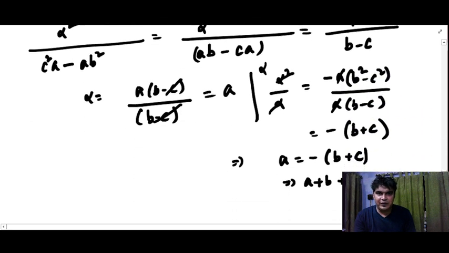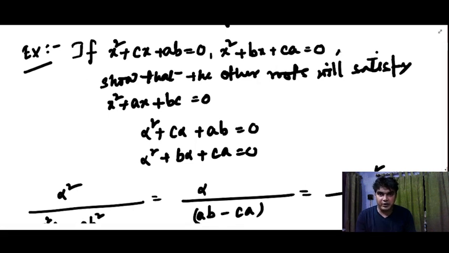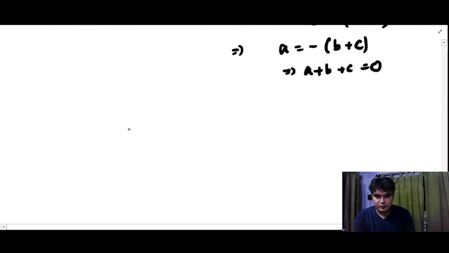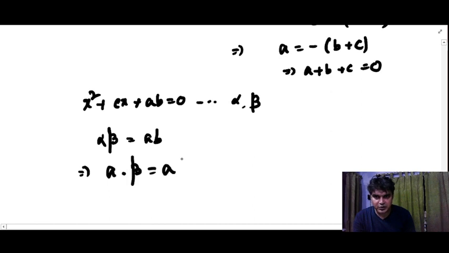Now the value of alpha equals to a. This is what we already received, right? For the first equation, x square plus cx plus ab equals to 0, if the two roots are alpha and beta, so the product of two roots, that means alpha beta, would be equal to c by a. So here it would be ab. The value of alpha you already got, that is equals to a. So a into beta equals to a into b. So a gets cancelled, we get the value of beta equals to b, right?